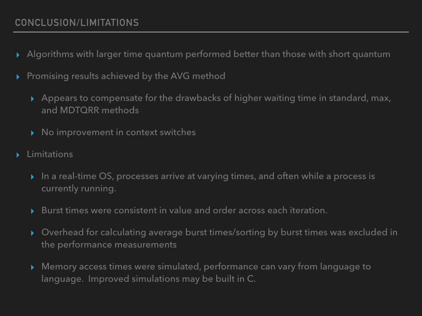The memory access times were also simulated. Every time a real system makes a context switch, it has to fetch and store from memory and to memory. And this performance can be changed depending on which language is used for a simulation. Again, we were using Java, but some future work might be in C, which gives more direct access to memory, and that might improve it.